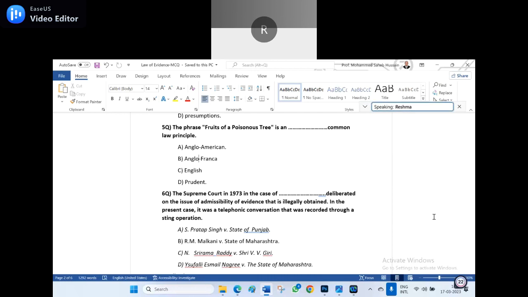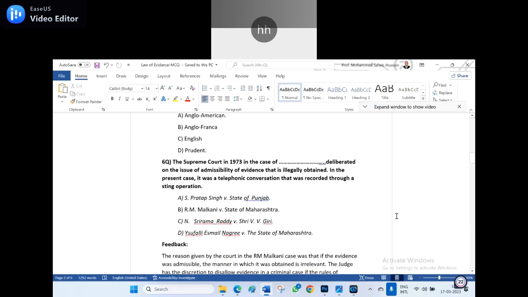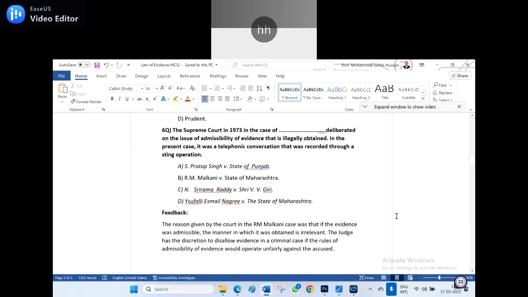B is the correct answer. R.M. Malkani versus State of Maharashtra, where telephonic conversations were tapped by sting operations, which is against the fruits of the poisonous tree, but in certain cases it will be allowed. The reason given by the court in the R.M. Malkani case was that if the evidence was admissible, the manner in which it was obtained is irrelevant.